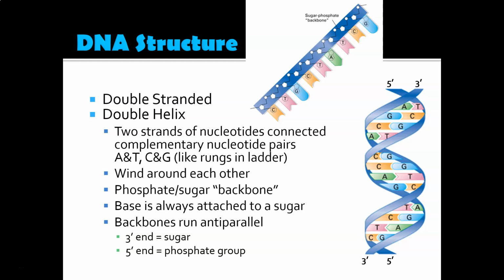So when we look at the collective structure of DNA, this is a double-stranded molecule. It's a double helix. And so those two strands are held together, connected by those complementary base pairs, the A's and T's, the C's and G's, like rungs in a ladder. Kind of think of this as a twisted ladder. And so when I look at what's holding those rungs together, these are your hydrogen bonds, okay?